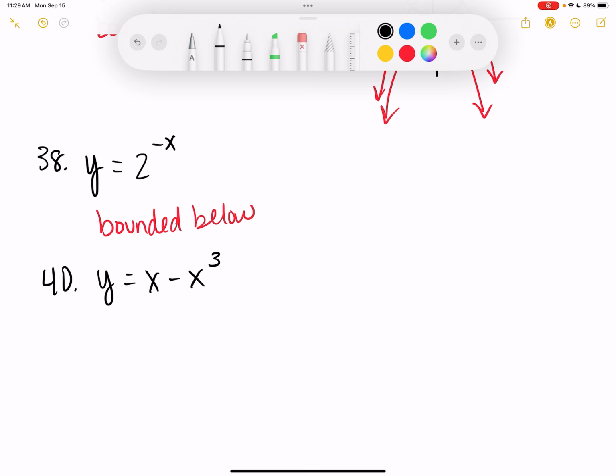When I do it, I get something that looks like that. Wow. What does that mean? Is this bounded? No. It goes on forever in both directions, so this one is not bounded. Not bounded above or below.